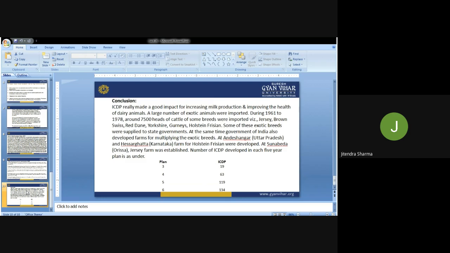Number of ICDPs developed in each 5-year plan. You will see how many there were in the third, fourth, fifth, and sixth, from 19 to 134. These are the ICDPs situated and developed in the country. So development was taken up by the various development programs. These programs are very important, as they have contributed by and large to the white revolution of the country. And now we are the highest milk producing country in the world. We are producing 175 million metric tons of milk in our country.